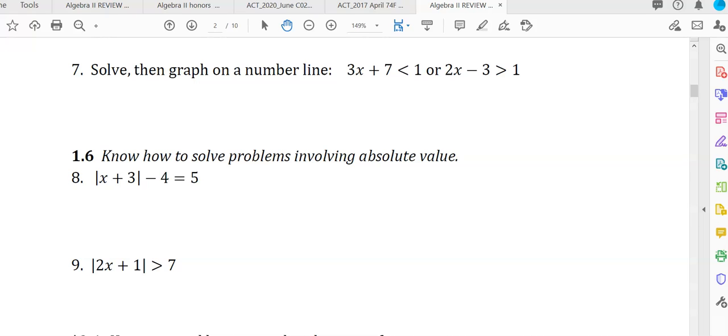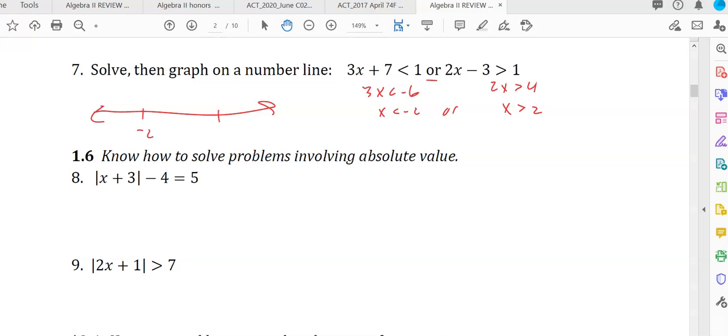Solve these just separately. There's an OR statement between. We'll do that with it in just a minute. So subtract 7, so we get 3x less than -6. Divide by 3, you get x less than -2. Or add 3, you get 2x greater than 4. Divide by 2, x greater than 2. By the way, I didn't have to switch the direction of signs because I didn't divide by a negative there.